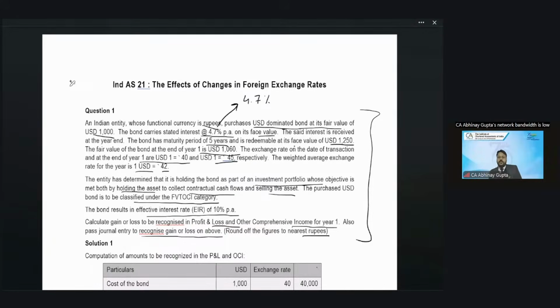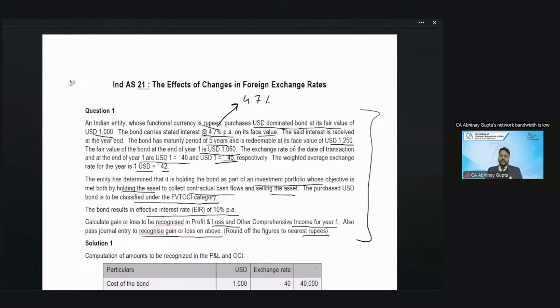Now, what you need to do? You need to do the accounting for this bond. Because this bond is in foreign currency, apart from Ind AS 32 and 109, Ind AS 21 is also involved. Had this bond not been in foreign currency and in Indian currency only, then there wouldn't have been any Ind AS 21 involvement. But because the bond is a USD bond, Ind AS 21 has also been involved along with 32 and 109. So this question is a perfect mix of three standards.